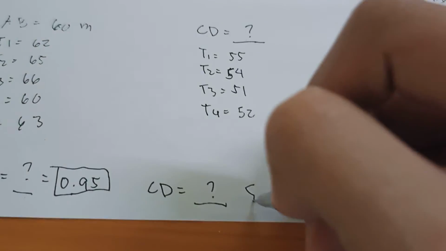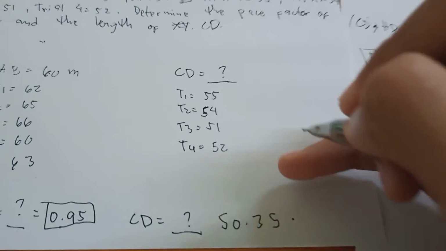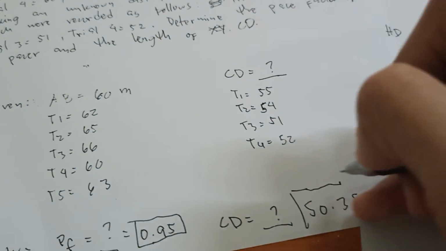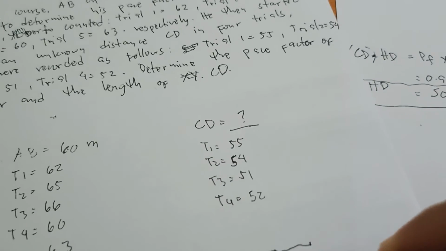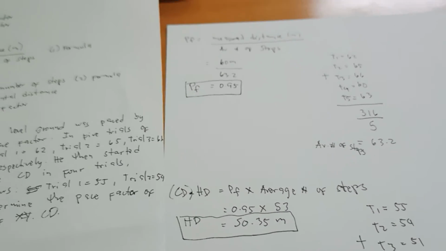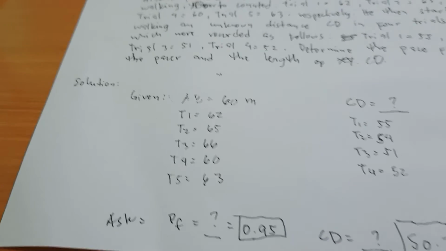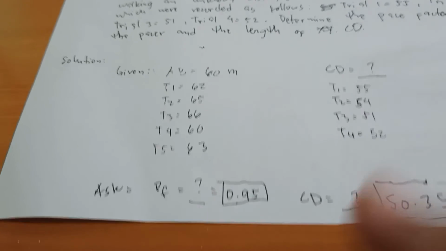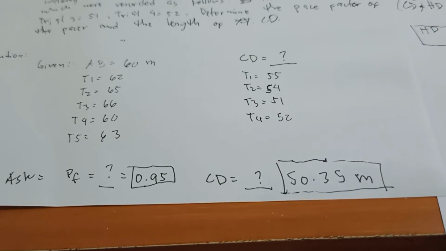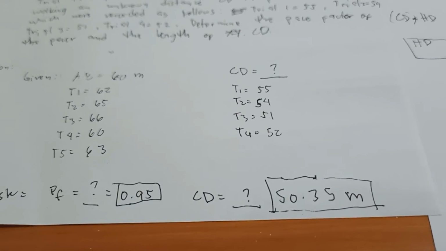Then, you put your final answer in a box. So we have a simple computation. Now we have the pace factor of Alberto, which is 0.95, and we have the unknown distance of the line from point C to D, that is 50.35.